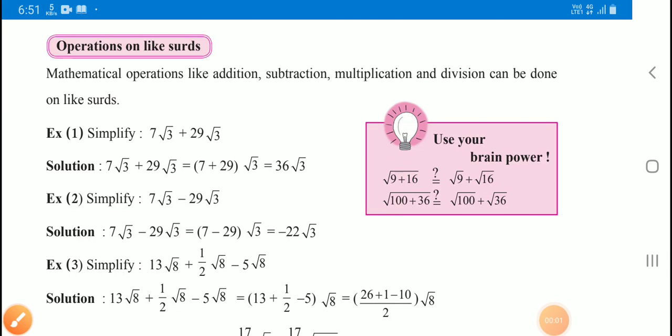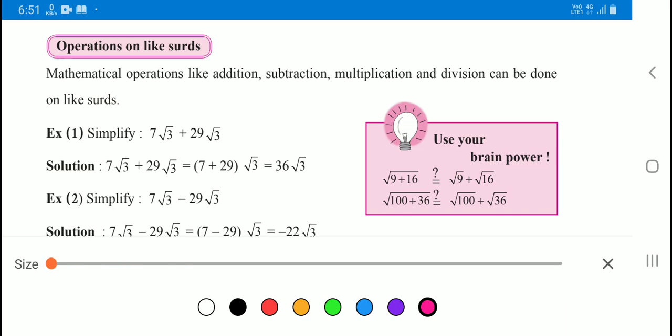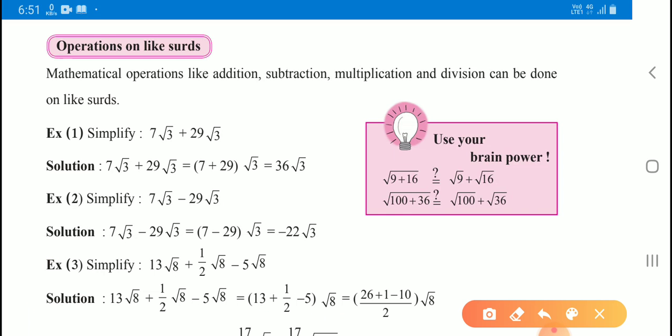Hi students, today we will see operations on like surds. Mathematical operations like addition, subtraction, multiplication and division can be done on like surds. That day we had seen what is meant by surd and what is meant by like surd also. Here in this year we are considering the surds of order 2 only. Now we will see the examples based on like surds.